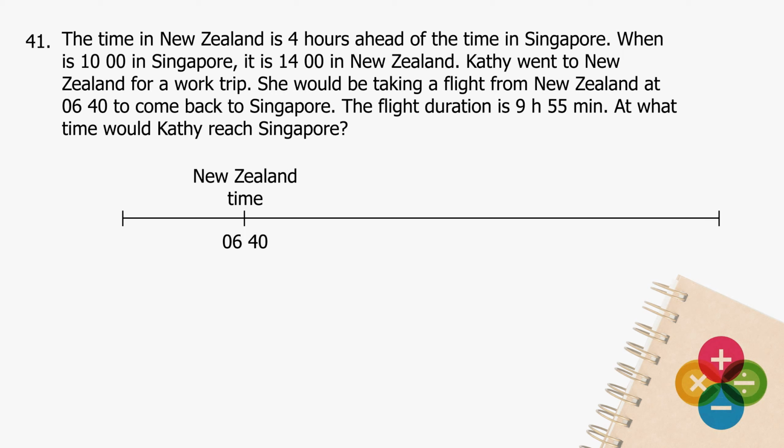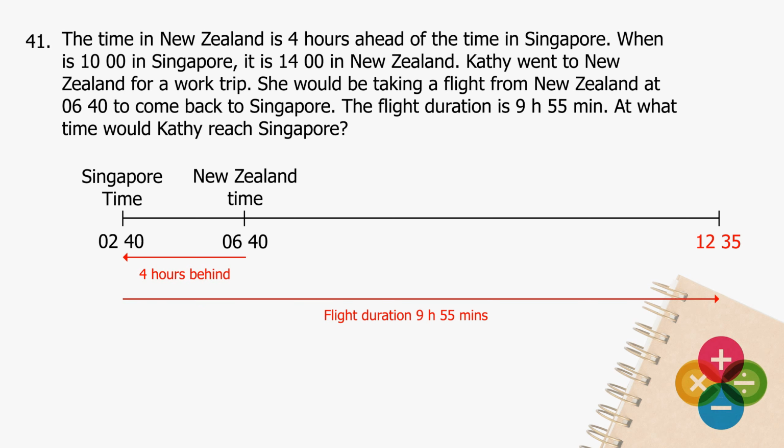Kathy would be taking a flight from New Zealand at 06:40. Singapore time is 4 hours behind New Zealand. Therefore Singapore time will be 02:40. The flight duration is 9 hours 55 minutes. You will add 9 hours 55 minutes flight duration to 02:40. Kathy will arrive in Singapore at 12:35.